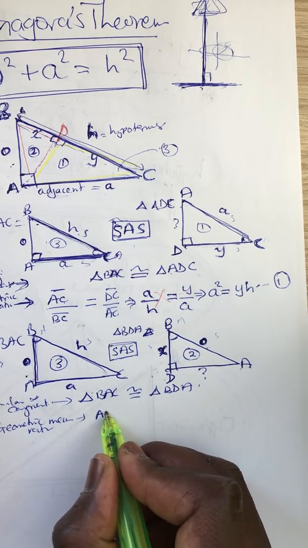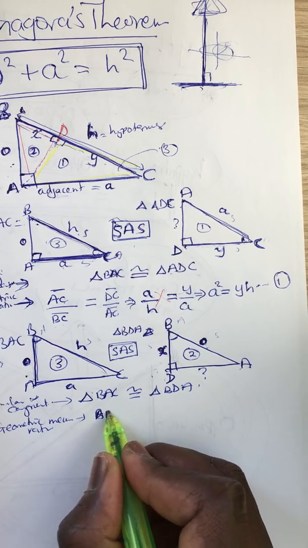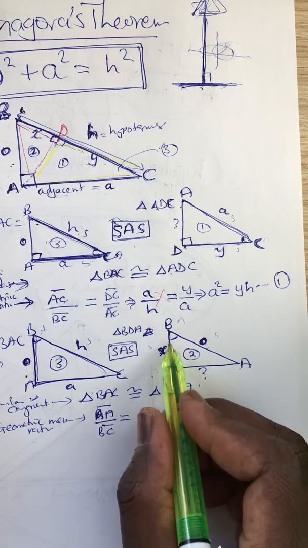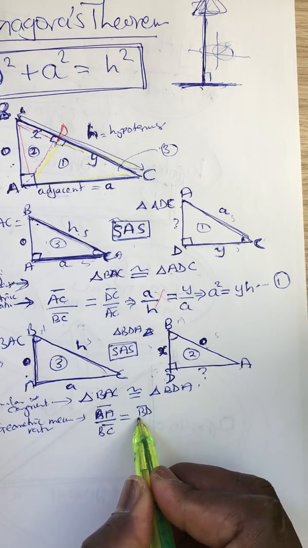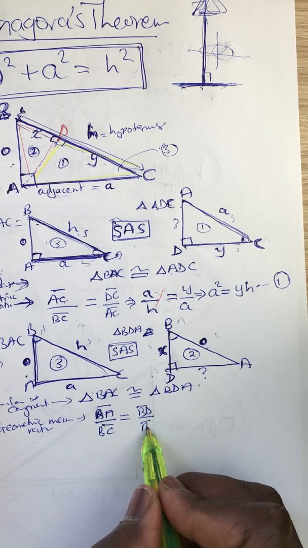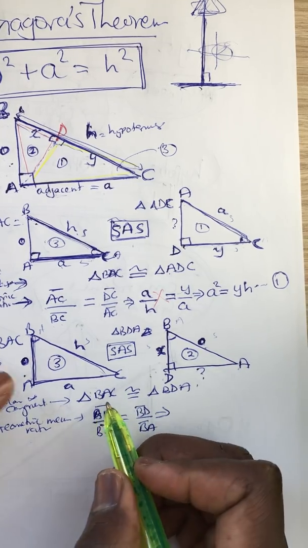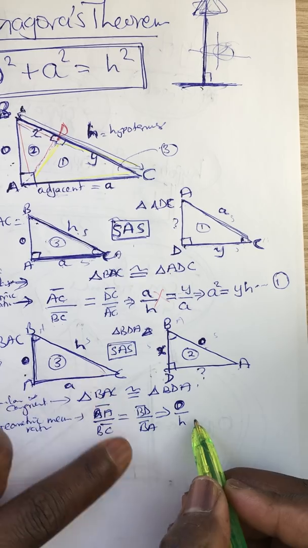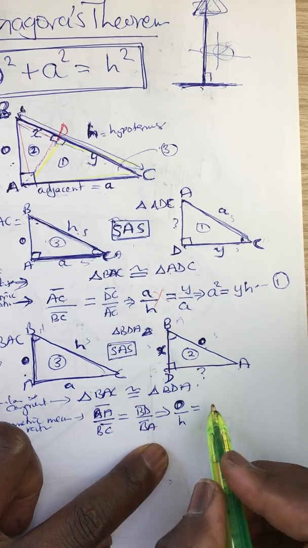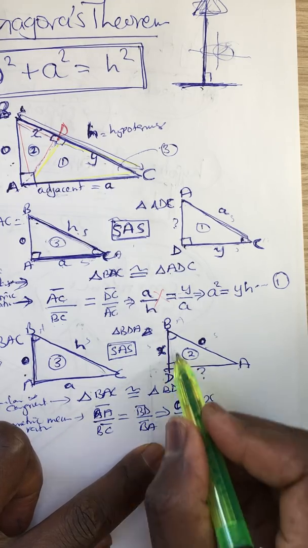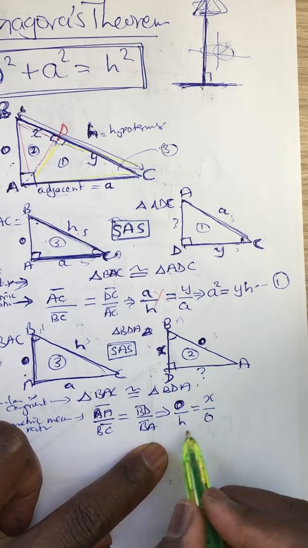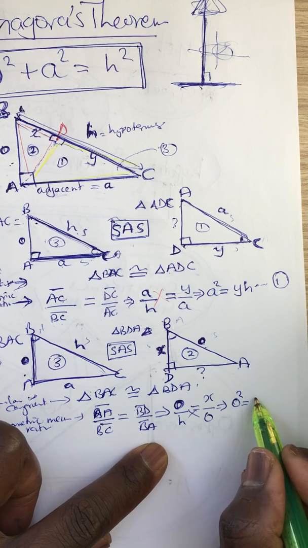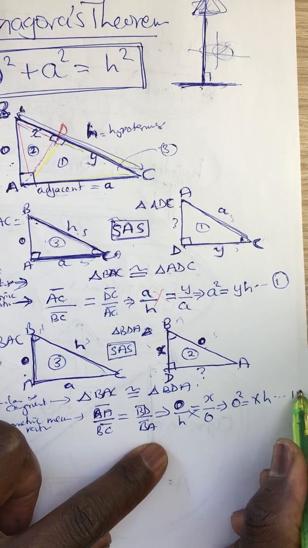So segment BA divided by BC of the bigger triangle equals segment BD over segment BA of the smaller triangle, which implies that we have our O divided by BC, which is our H, equal to our X, which is BD, divided by BA, which is our O. So doing the same cross multiplication, my friend, we get O squared equals XH. So we can call this our equation number 2.